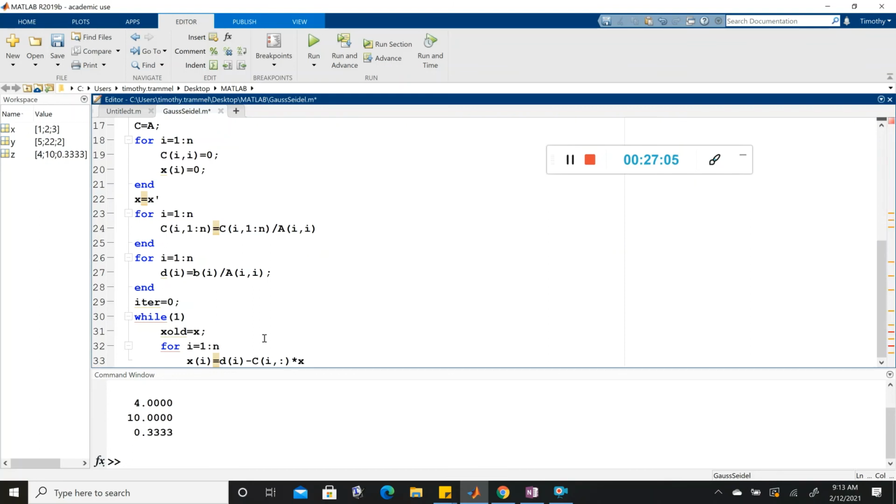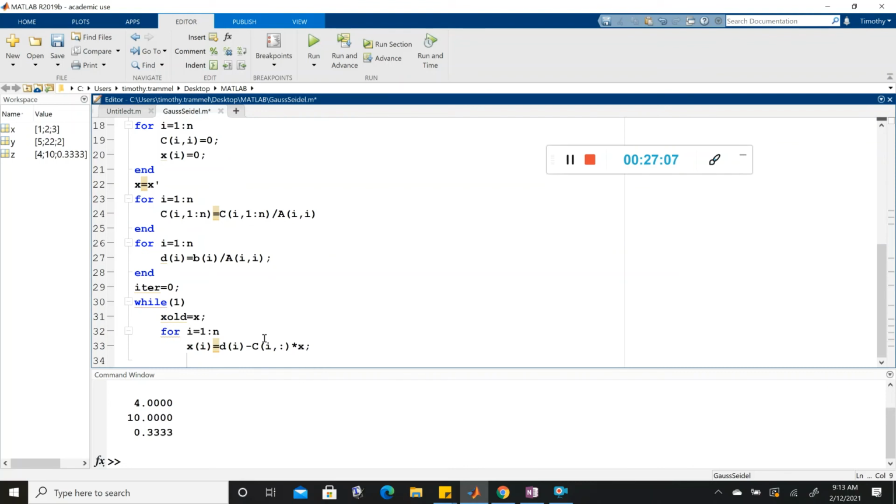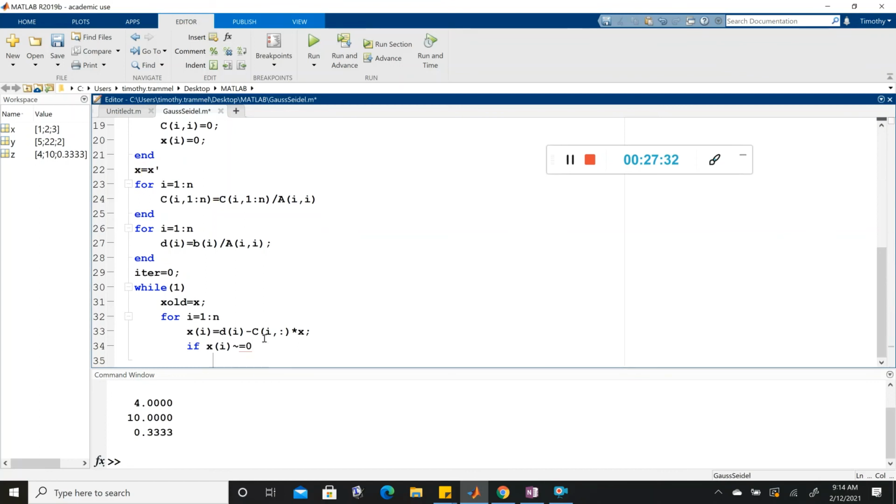Okay. And the next thing we'll want to do after that is compute the relative error for this specific x, right? We're going to do it for x of 1, x of 2, x of 3, as long as that individual x is not 0. So if x of i is not equal to 0, then we're going to need a relative error for each one of those x's. So our relative error is actually going to be a vector.